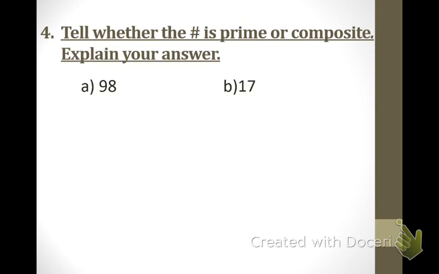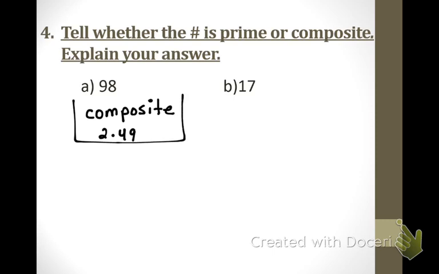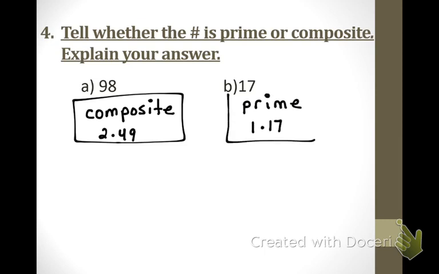Just the boys. 98. What do you think? Composite. Why is it composite? 2 times 49. All right, there were 2 numbers that you could have put in there. A lot of people just said 2 times 49. Now, you only have to give me one reason why, but what was the other reason? 7 times 14. 7 times 14 also proves that that one is composite. You could put either of those examples there. What about 17? Prime. Explain your reasoning. 1 times 17. That right there proves that the only number that can go into 17 is 1 and 17.